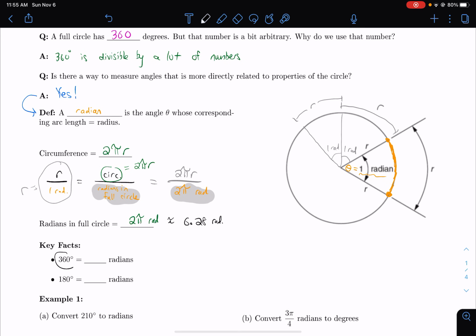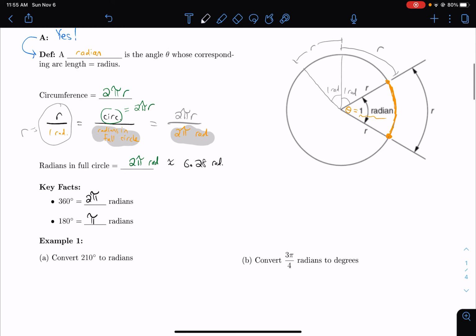So some key facts first. Going a full circle around, 360 degrees, that's 2 pi radians. So if I were to go half a circle, 180 degrees, that would be pi radians. Okay, so let's do some conversions.